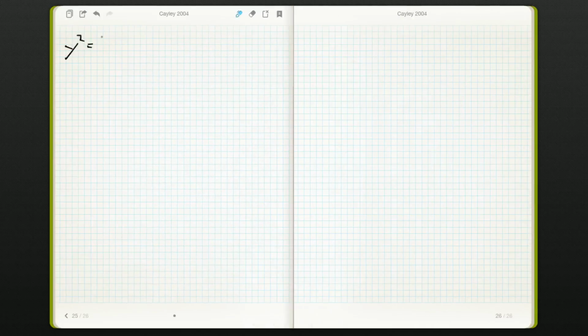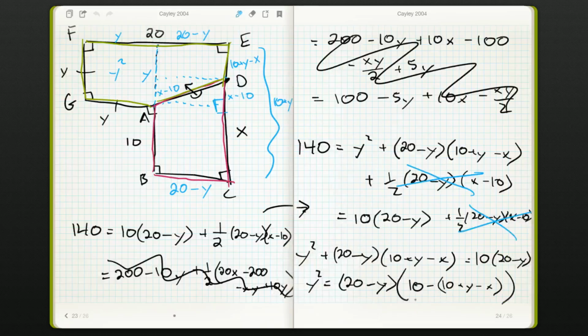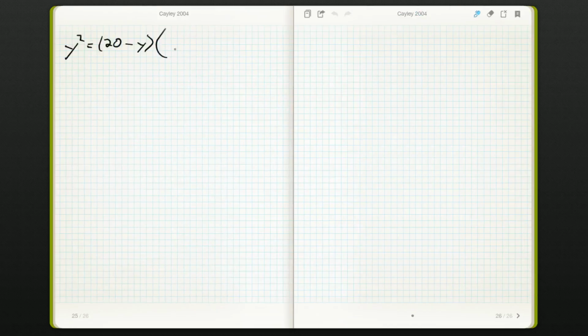So y squared is 20 minus y. We had 10 minus 10. Those will cancel out. And then, oh gosh, what was it? 10 minus 10, those will cancel out, and then we'll have minus y plus x. So x minus y.